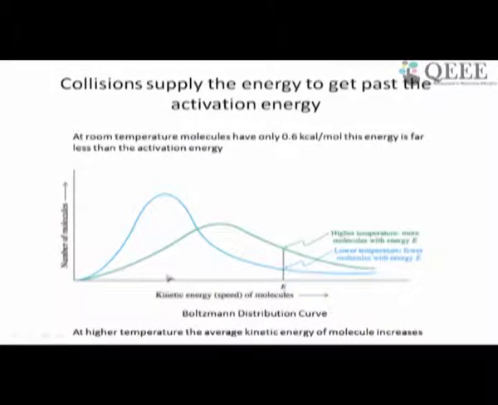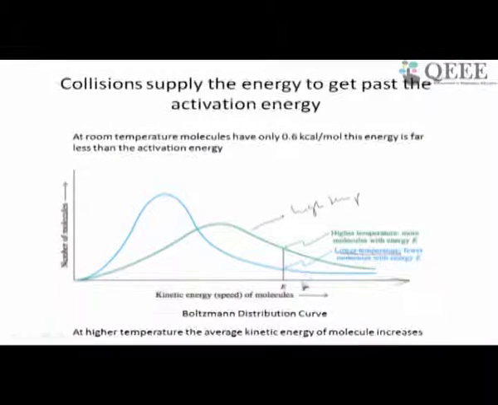So you can see that at a lower temperature, blue is a lower temperature and this is high temperature. At lower temperature, this axis is the kinetic energy of molecules. As it goes in this direction, the kinetic energy of molecules is high.